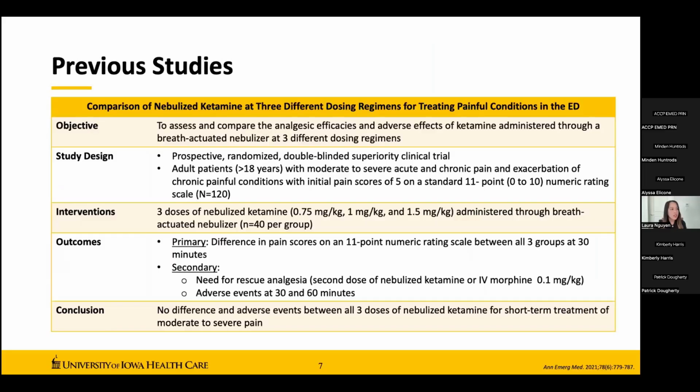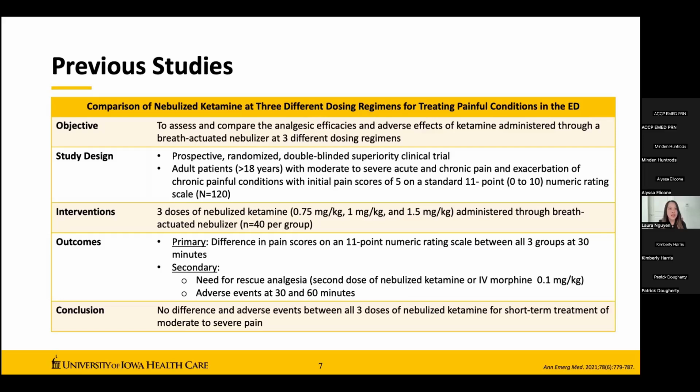Now, moving on to previous literature on nebulized ketamine, Dove and colleagues compared nebulized ketamine at 3 different dosing regimens for treating painful conditions in the ED. And the objective of this study was to assess and compare the analgesic efficacies and adverse effects of ketamine administered through breath-actuated nebulizers at 3 different dosing regimens.